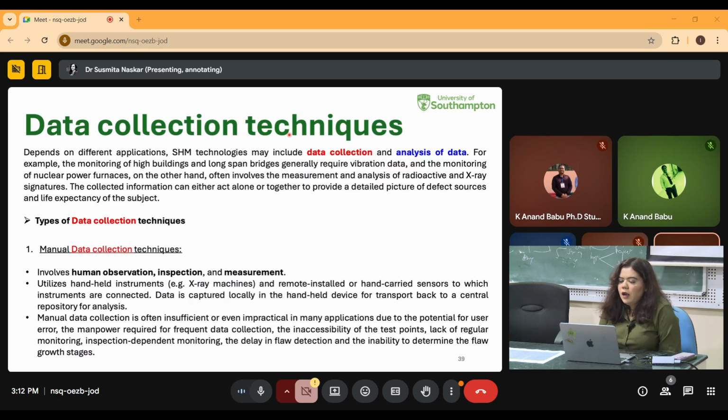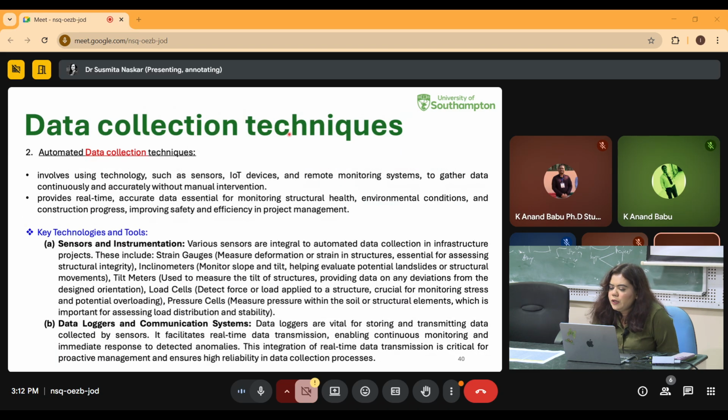And now we move from more manual data collection to the automated data collection techniques. As we saw in the previous lecture, we generally use sensors like IoT and remote monitoring systems to collect data continuously and accurately. In that case, we may not need human intervention during data collection. Definitely for analysis we do need that, but the collection process can be done without human intervention.